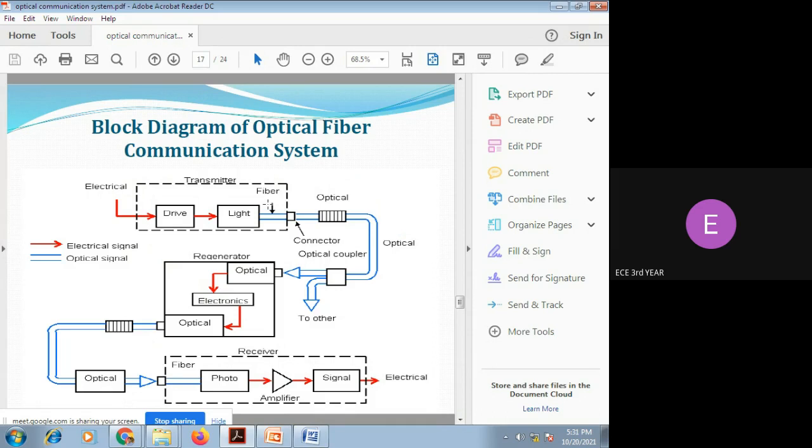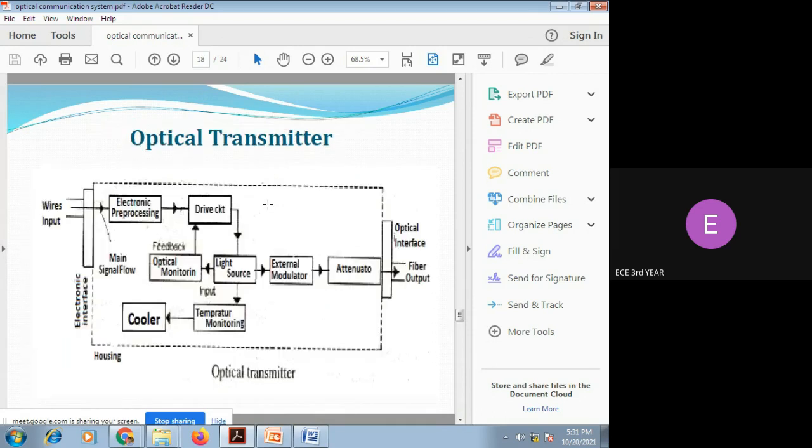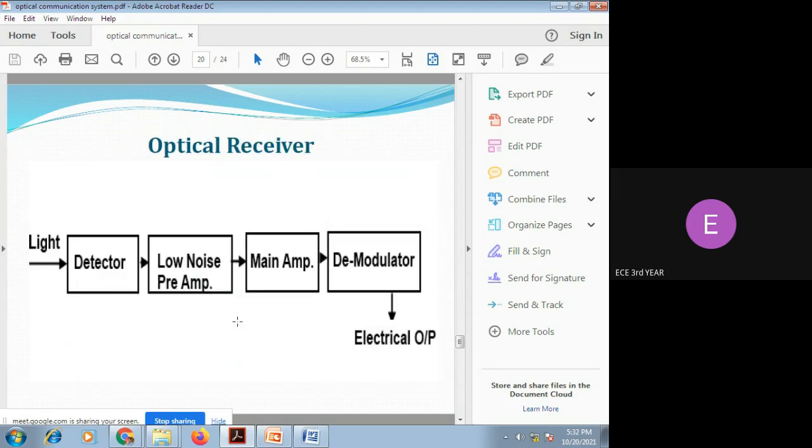The receiver section receives the light signal from the channel and detects the electrical signal using a PIN or avalanche photodiode, then amplifies, filters the channel noise, and sends it to the decision circuit. Finally it reaches the receiver destination. This is the overall block diagram of the optical communication system. This is the block diagram of the optical transmitter, consisting of a light source, external modulator, and attenuation. This is the receiver section block diagram.